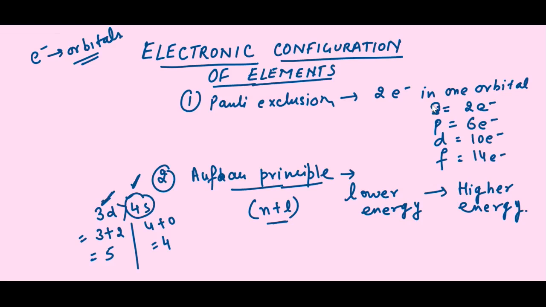Now you cannot calculate this n plus l value every time and then find out which orbital is to be filled first and which later. So there must be some particular order of orbitals which should be on your tips. So I will tell you how to remember this order of orbitals so that you can quickly do the electronic configuration in that order.